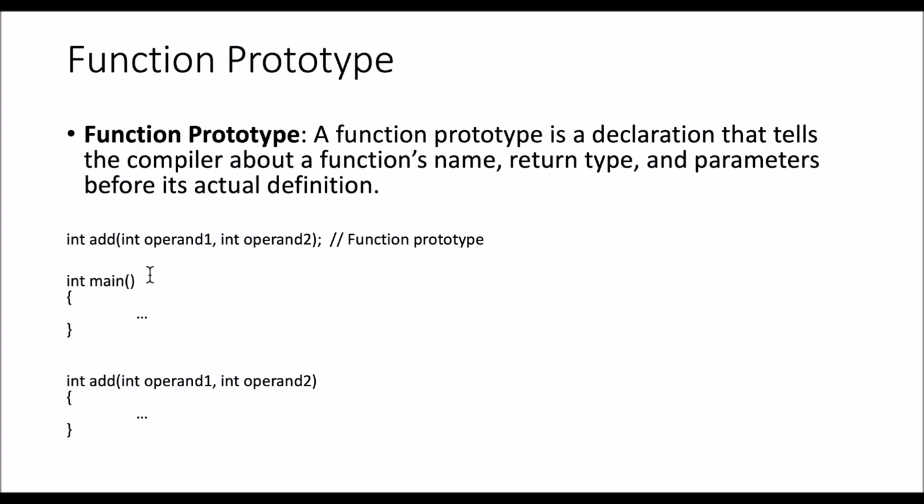This function prototype tells the compiler what function exists in this program without having to understand the implementation. After seeing this function prototype, the compiler knows that a function named add exists. It knows the number of parameters, the type of each parameter, and it knows the return type.